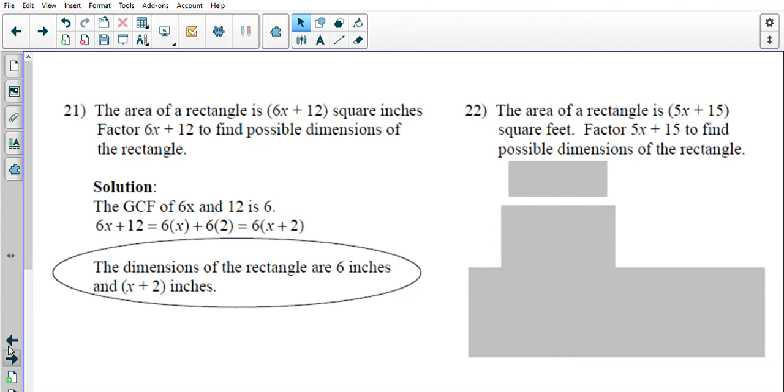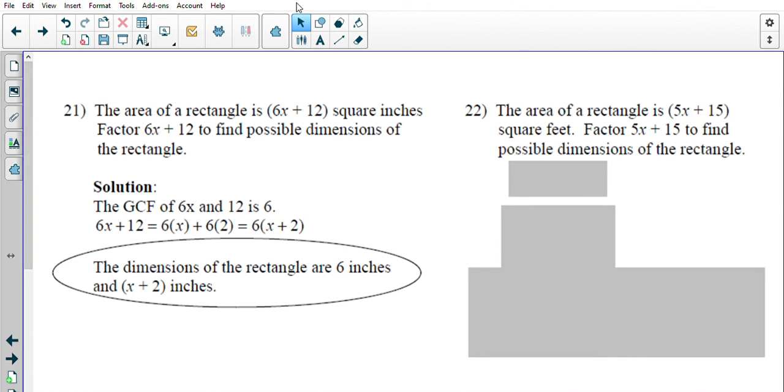Let's look at number 21. It's completely done for us. It says the area of a rectangle is 6x plus 12 square inches. Factor 6x plus 12 to find possible dimensions of the rectangle. So the greatest common factor of 6x and 12 is 6. So we factor this into 6 and then in parentheses x plus 2. So the possible dimensions for this rectangle, since the area is length times width, are 6 and x plus 2.